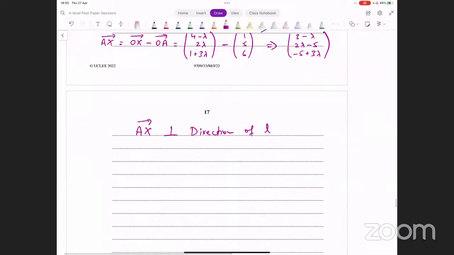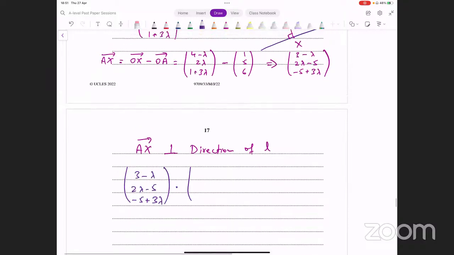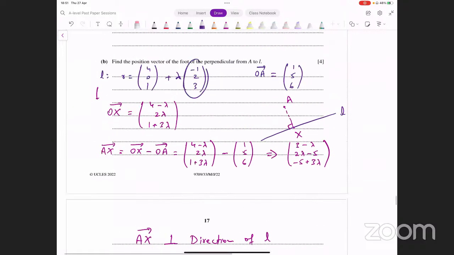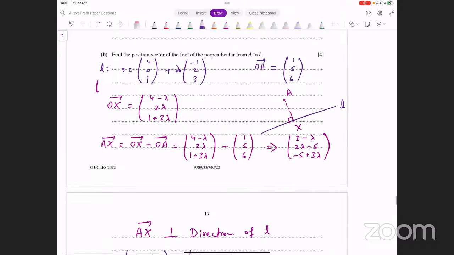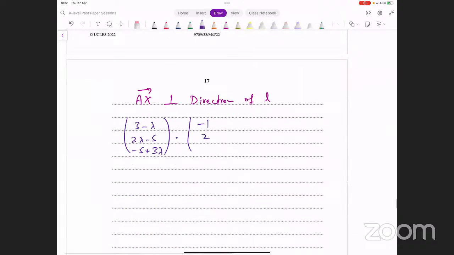What's AX? AX is 3 minus lambda, 2 lambda minus 5 and minus 5 plus 3 lambda. इसका डॉट प्रोडक्ट लाइन की डायरेक्शन वेक्टर से, which is -1, 2 and 3, ये 0 होना चाहिए. -1, 2, 3. ये डॉट प्रोडक्ट जो है हमारे पास 0 आना चाहिए. इसको 0 से इक्वेट कर दिया.